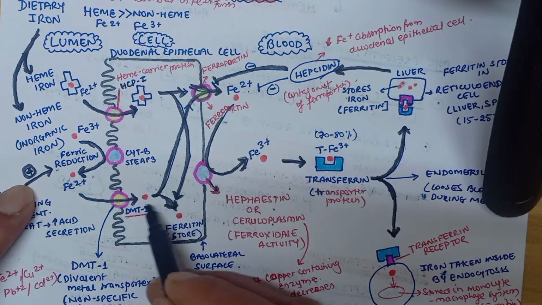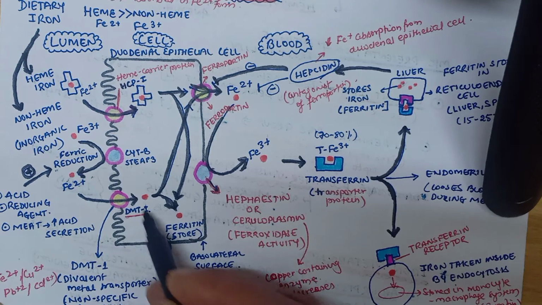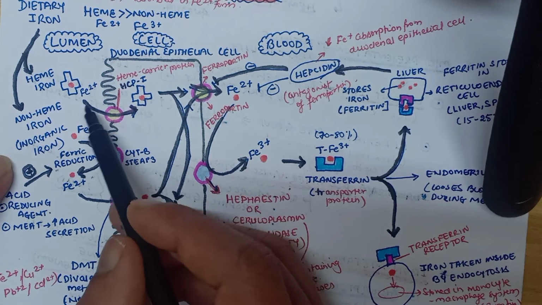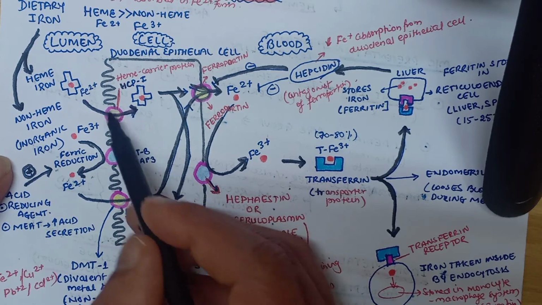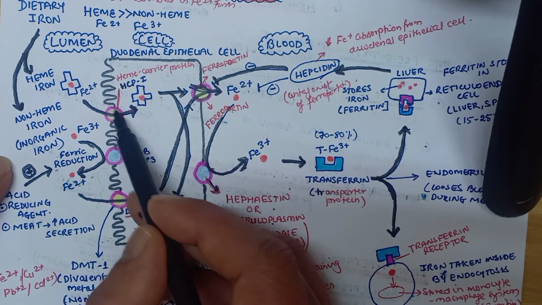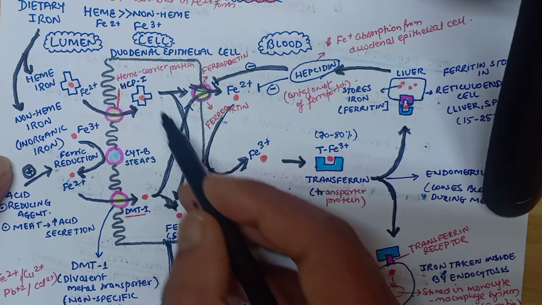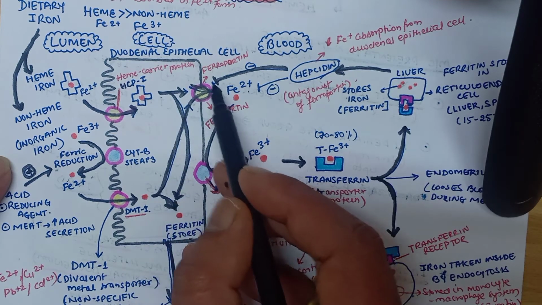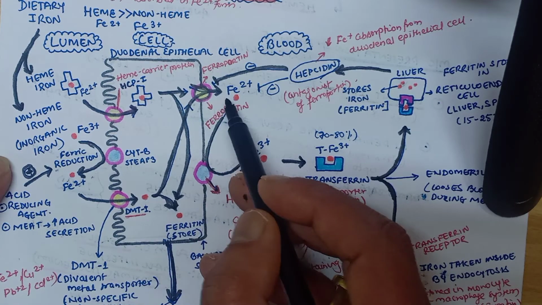So it is a non-specific metal transporter, as it can also transport copper, lead and cadmium. Now this heme iron is also transported across the cell membrane by heme carrier protein, that is HCP1. Once inside the cell, they can either be stored as ferritin or they can be transported across the basolateral surface through ferroportin into the blood circulation.